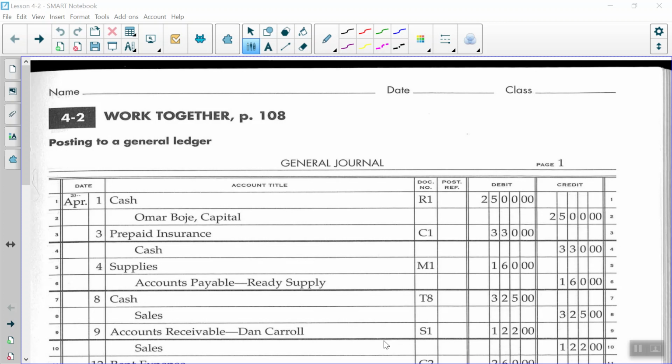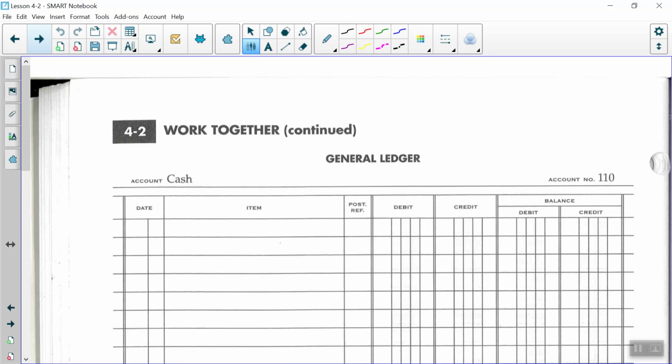Toward ledger accounts. Okay, so today we're going to focus on putting transactions into the specific general ledger accounts. So we have our general journal, and we're just going to go line for line. Okay, so we have our first one, April 1st, we have cash, $2,500. So go to the next page, and it should be on page 62, and you should find your cash account.